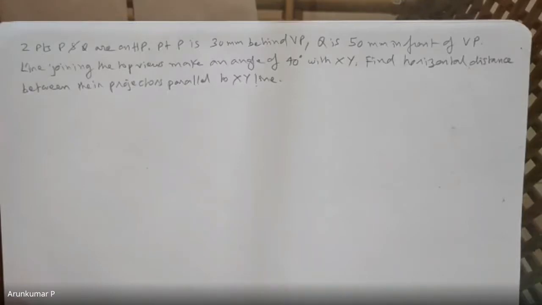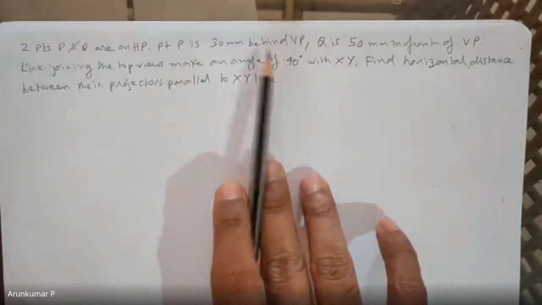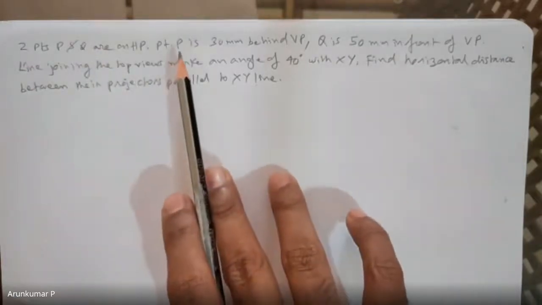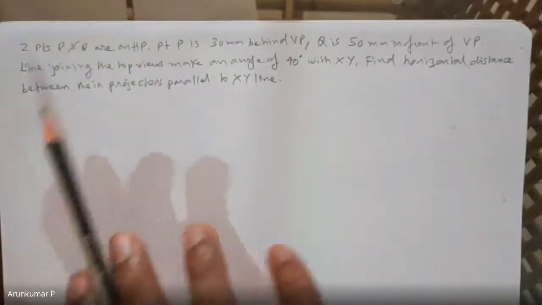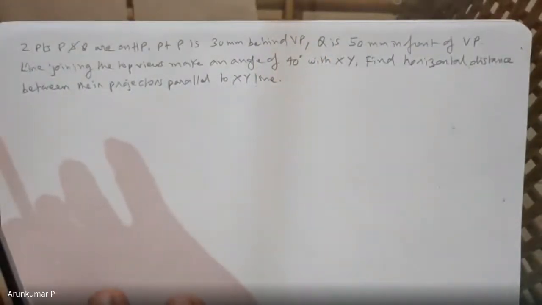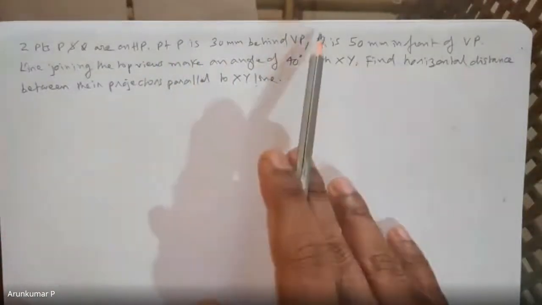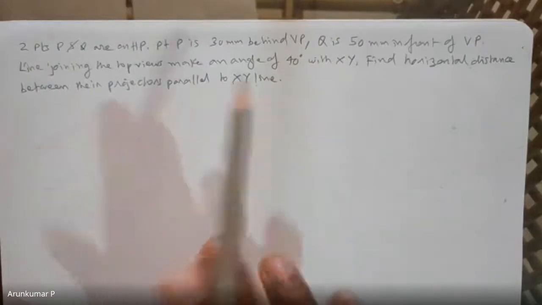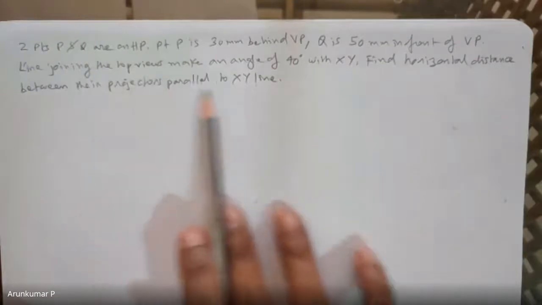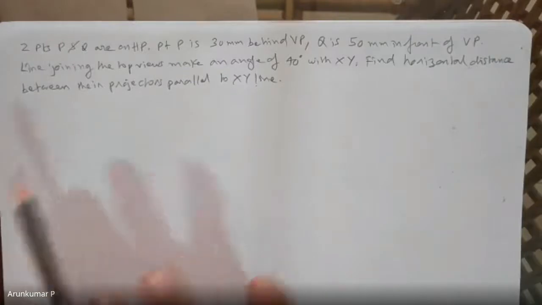Now you need to choose where this point P and Q are in any one quadrant, not two quadrants. So let us assume that the point P is in the second quadrant and the point Q is in the first quadrant. You can assume the other way around also. You can say that point P is in the third quadrant and point Q is in the fourth quadrant. Doesn't make any difference to the solution. The final answer, the horizontal distance, is going to remain the same, whichever quadrant you consider the point in.